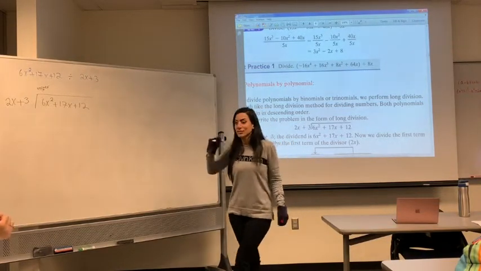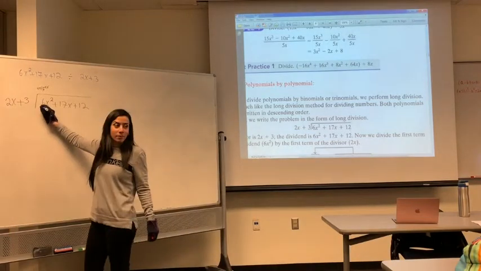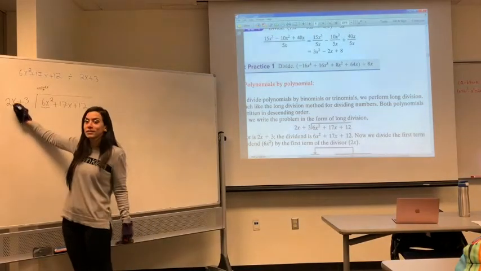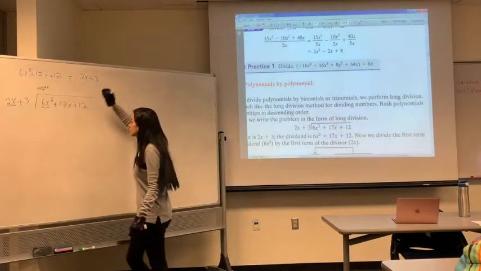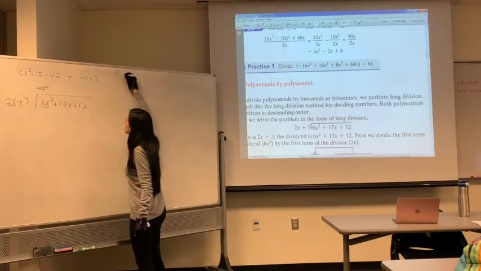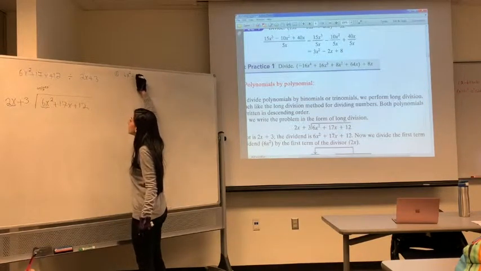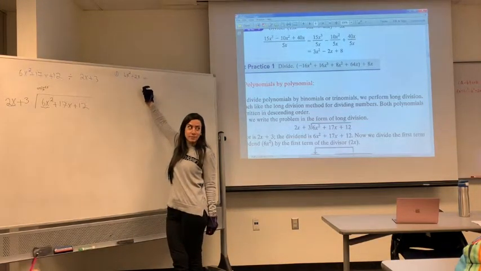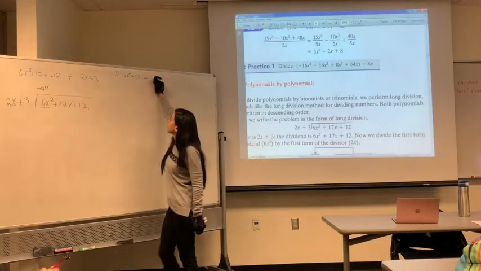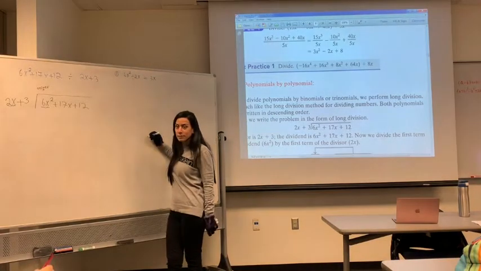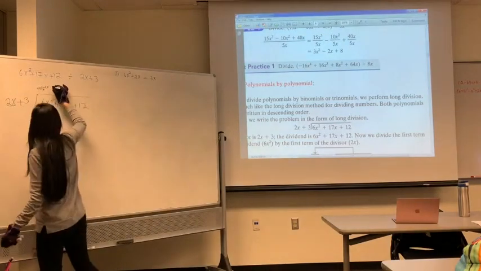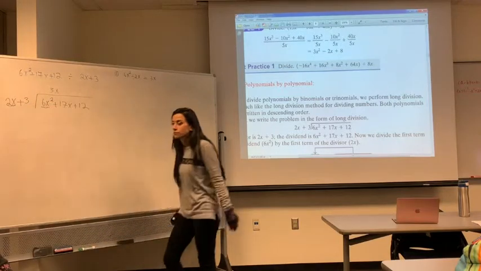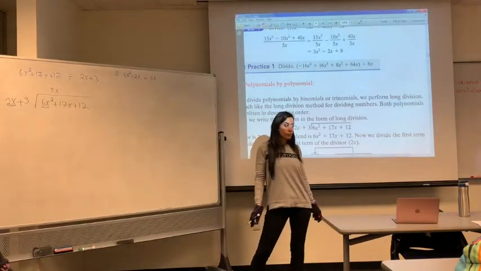Now, start with the first term of the dividend and divide this by the first term of the divisor. So the first step, 6x squared divided by 2x. What is the answer? 3x. Okay. The answer goes here.